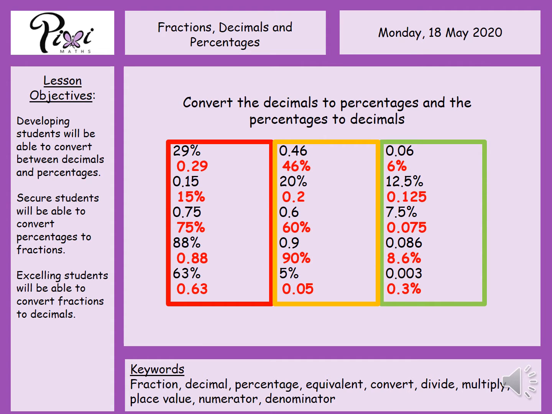So here's the answers. Check the ones you got. Some of the green ones are a bit harder, so if you didn't get them, don't worry too much. But you do need to be able to do definitely the red at least, and hopefully the yellow as well.